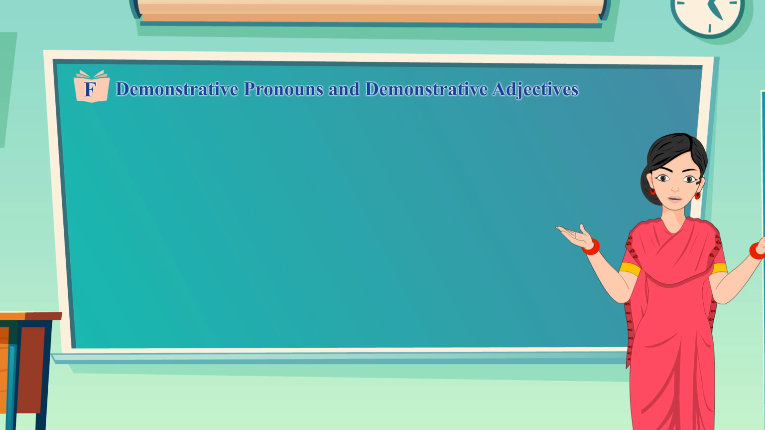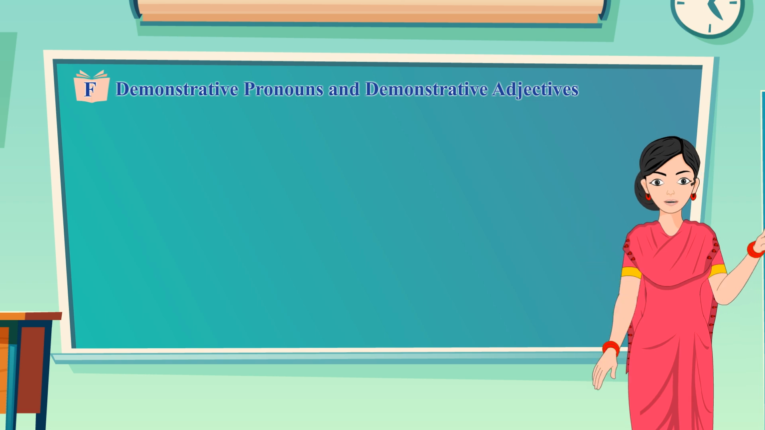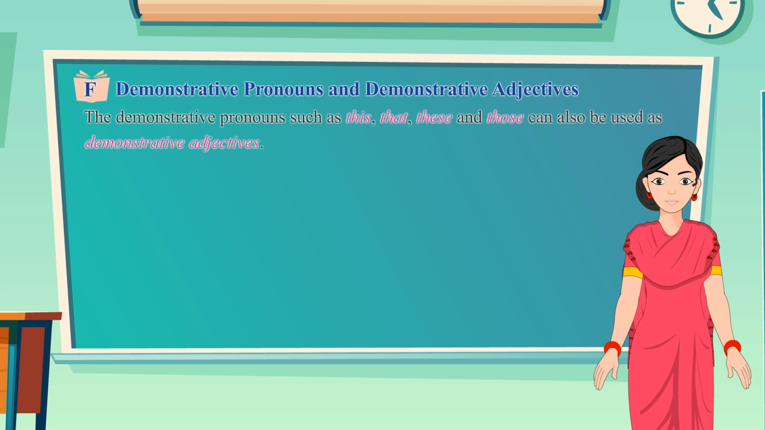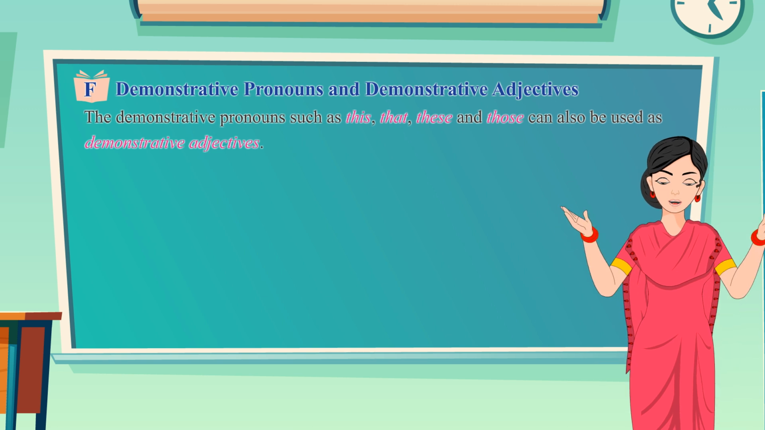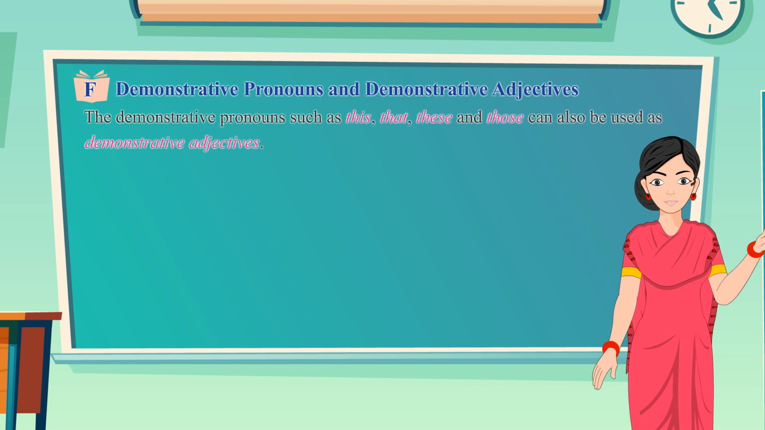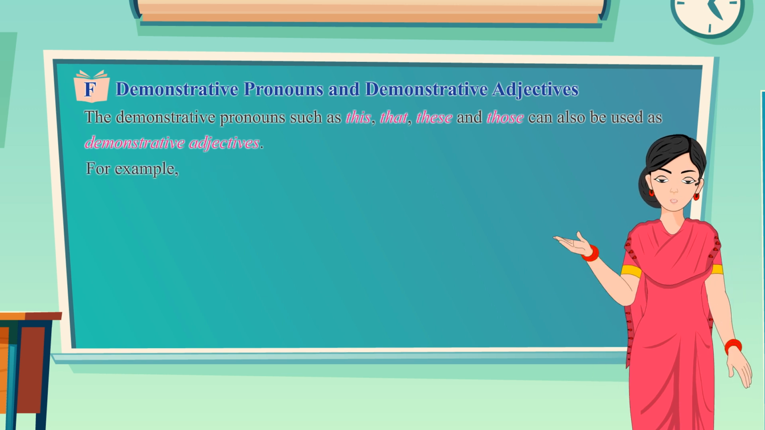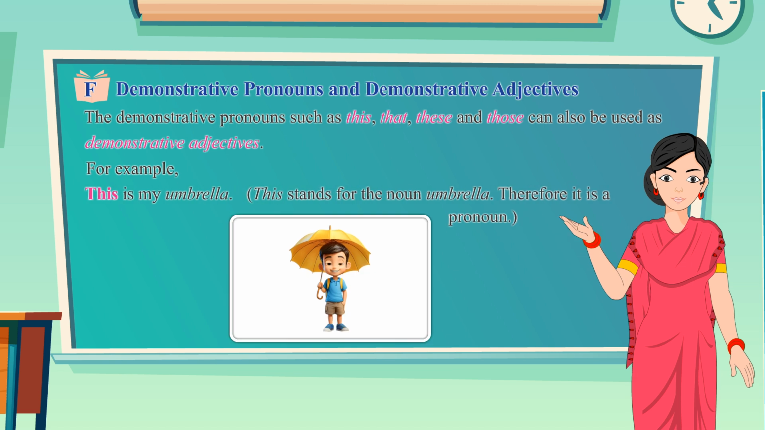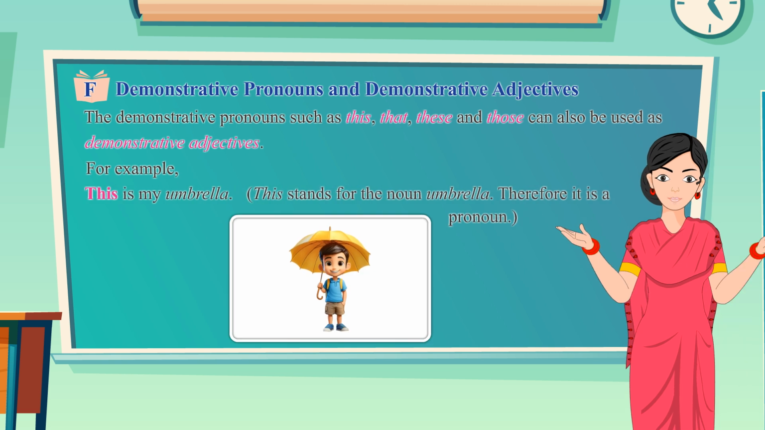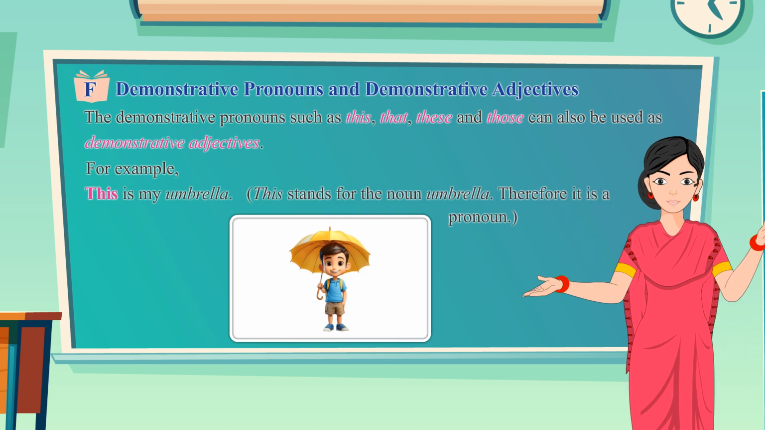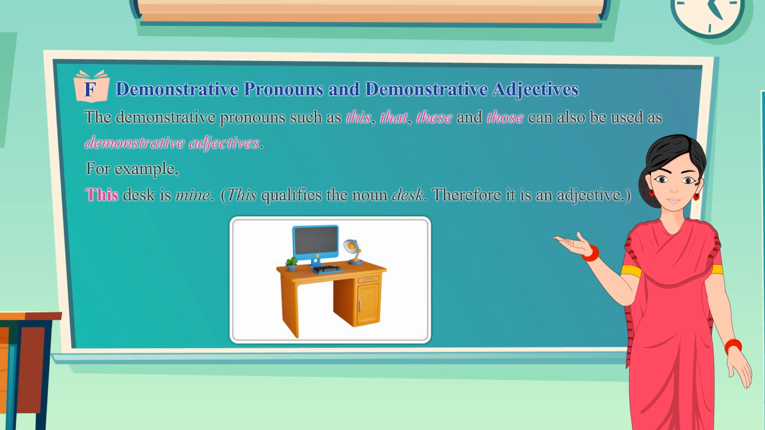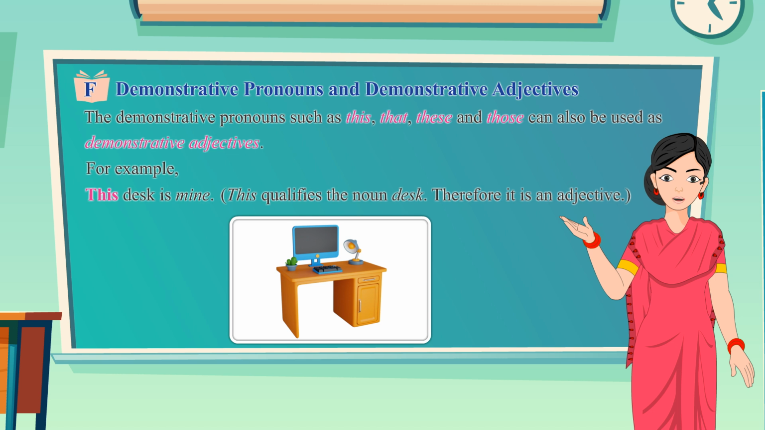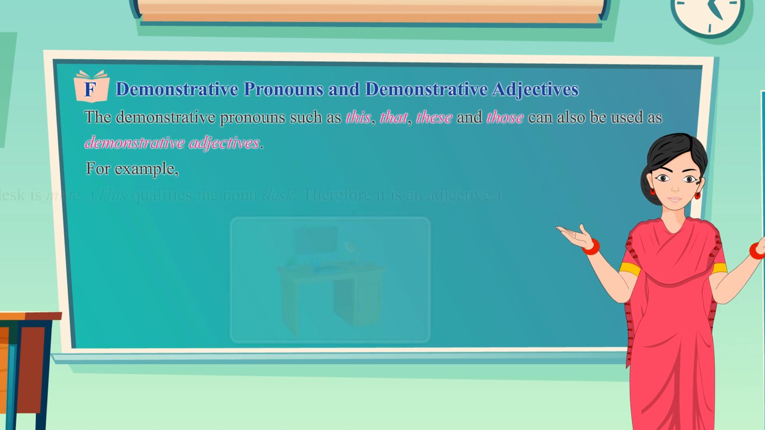Demonstrative pronouns and demonstrative adjectives. The demonstrative pronouns, such as this, that, these and those, can also be used as demonstrative adjectives. For example, this is my umbrella. This stands for the noun umbrella, therefore it is a pronoun. This desk is mine. This qualifies the noun desk, therefore it is an adjective.